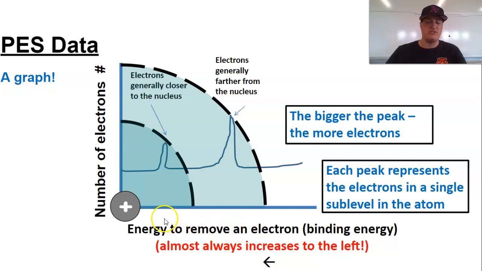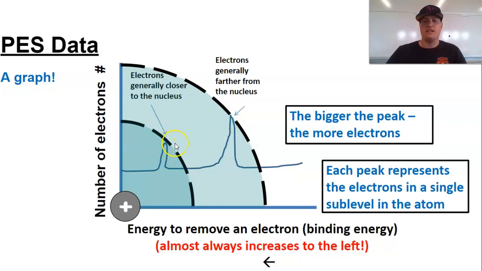Now here's the difference to what you're not used to. We're used to seeing that as you go to the right, things get bigger. Here it almost always increases to the left. So as you are closer, these electrons, which are going to show up as little peaks, need higher energy to remove than things further away from the nucleus. This y-axis is the number of electrons. So you can see the taller the peak, the more electrons.